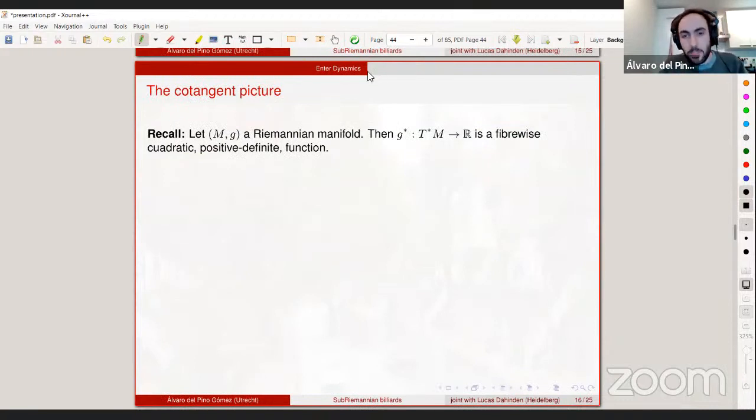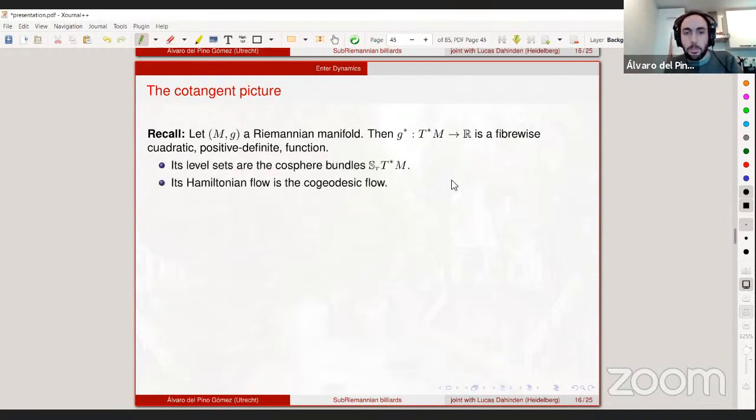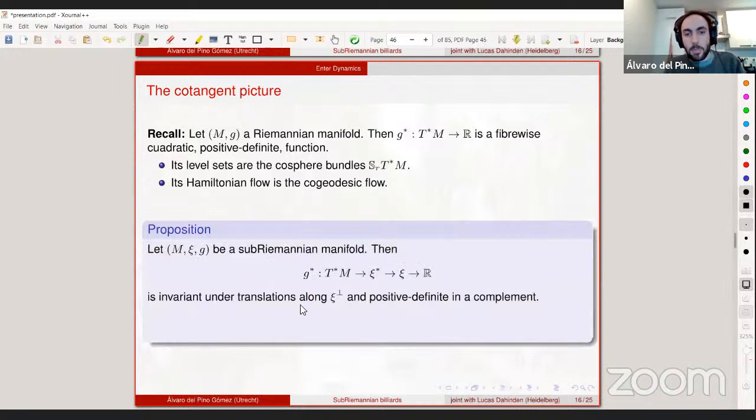So maybe just a comment is the following. Much like in Riemannian geometry, geodesics are characterized in a variational manner, but this variational manner you can Hamiltonianize and pass to the cotangent bundle. What that means is that if you take the dual of the metric in the cotangent bundle, then its Hamiltonian flow is the cogeodesic flow. It turns out that the same is true in sub-Riemannian geometry, sort of.